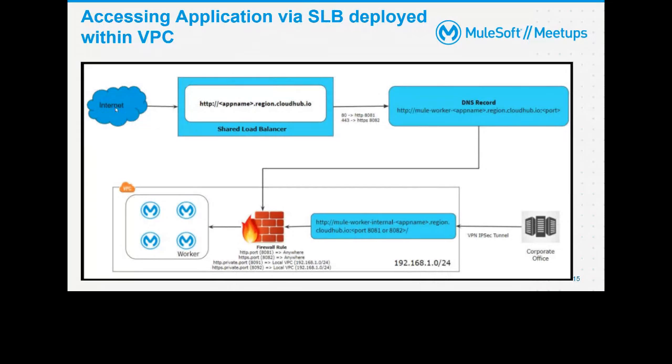Okay, so this is how an application deployed over the VPC can be accessed. This is my shared load balancer. This is the internet, and I have an HTTP request where you give the app name.region.cloudhub.io, then the request comes to the shared load balancer. This is the default TCP load balancer provided by MuleSoft. Why do we call it a shared load balancer? At the initial stage I told you MuleSoft is a multi-tenant platform, so generally they share the load balancer also. Then it forwards the traffic to the mule worker. Once we get a request, the load balancer sends the request to this particular DNS, the mule worker application name.region.port. Then it comes to the firewall rule within the VPC, and if the VPC says 8081 is allowed, it will directly access the application. If I want to access the application within the internal network, I can use the mule worker internal appname.region.cloudhub.io and port 8081 or port 8082. So that is how you can access your application from the corporate office, basically.